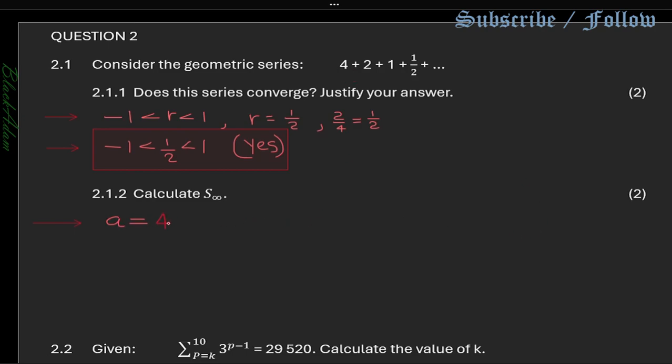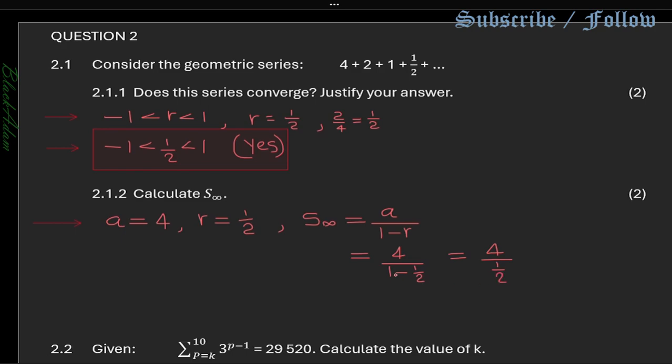So for the sum of infinity, our a is 4 and our ratio, already calculated, is half. And then we have the sum of infinity, which is a over 1 minus the ratio. So that will mean that our a is 4 and our denominator is 1 minus half. 1 minus half is half, so it's 4 divided by half.